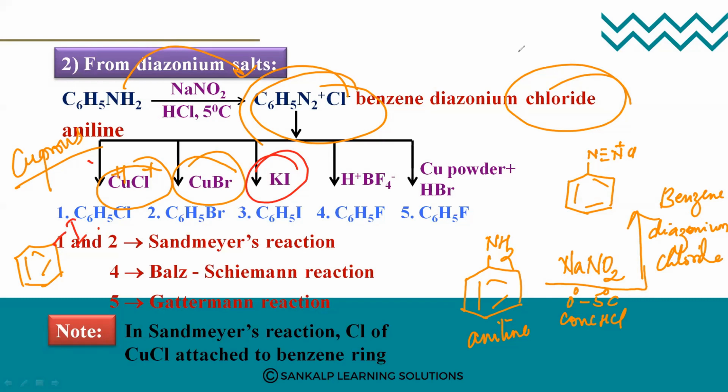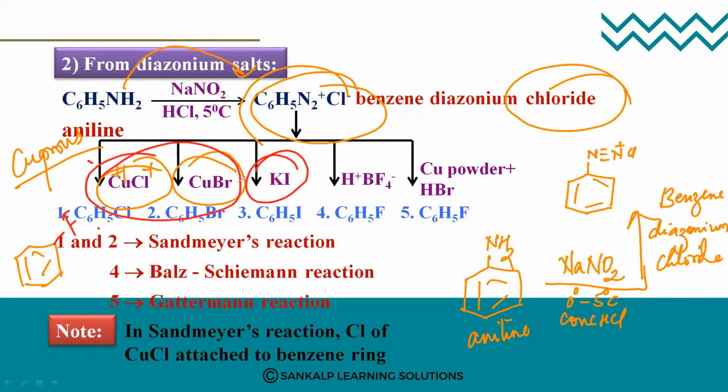Then if you treat it with compounds of boron, HBF4, fluorobenzene is formed. Again, one more reaction is with copper powder plus HBr. The first and second of these are called the Sandmeyer's reaction.